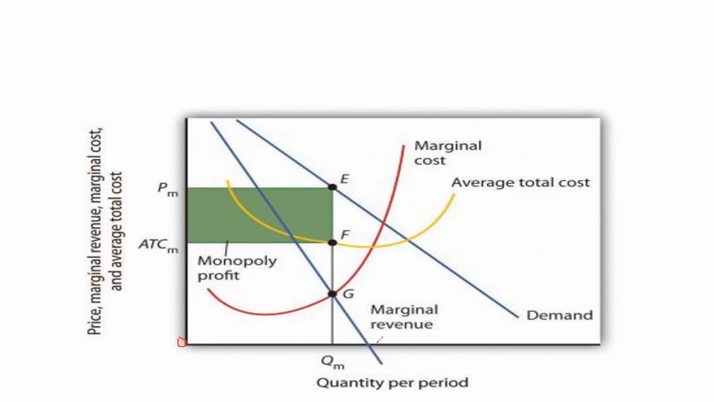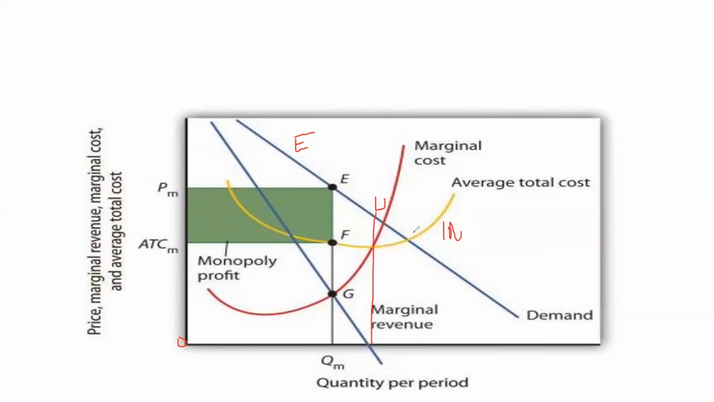Highest total revenue, MR hits the axes. I take that straight up. That is unit elastic. To the left is elastic, and anything to the right is inelastic.